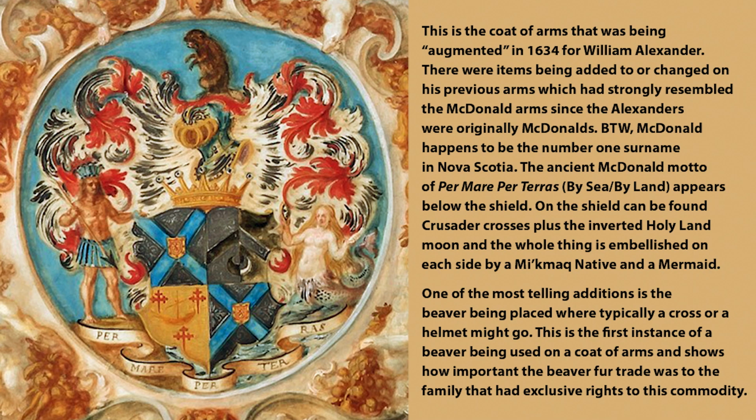On the back of my book, I have the coat of arms, and that's what's on this slide here. Well, again, I mentioned earlier, there's a beaver sitting on the top of the coat of arms. Typically, there's going to be a cross or a helmet. Right. On almost every coat of arms, it's a cross or helmet.